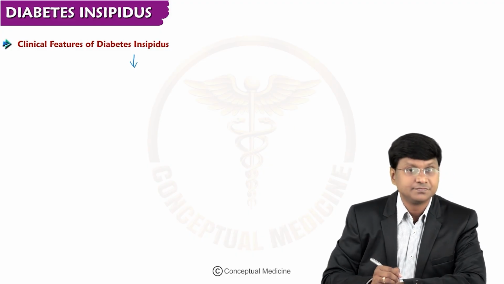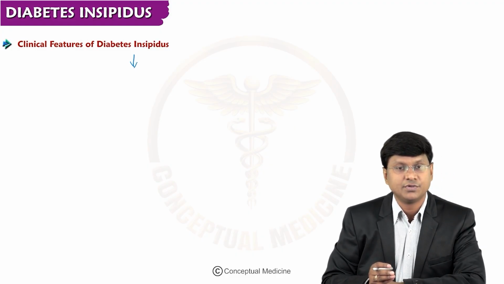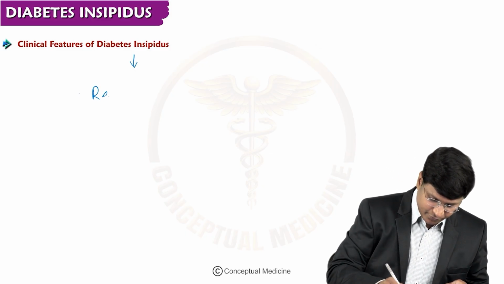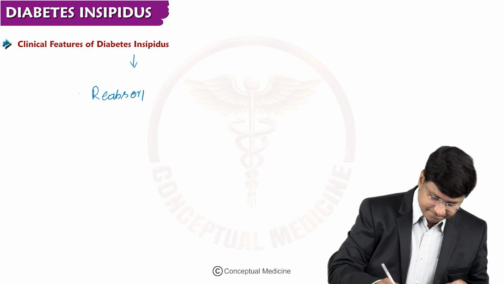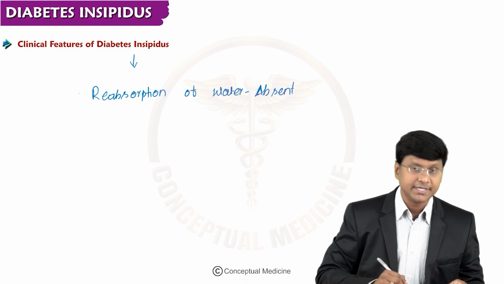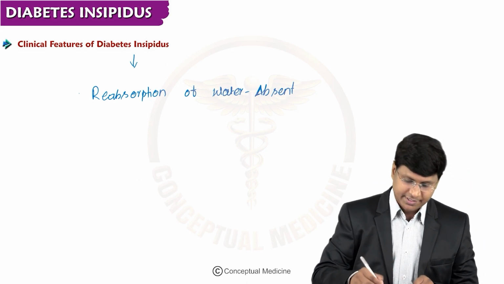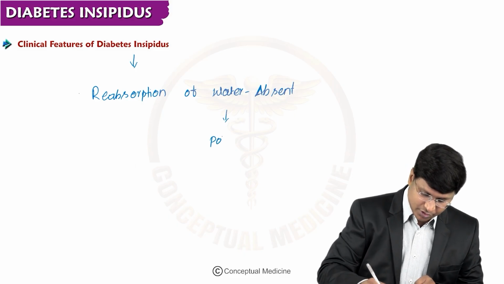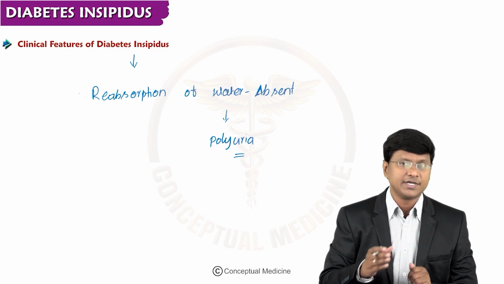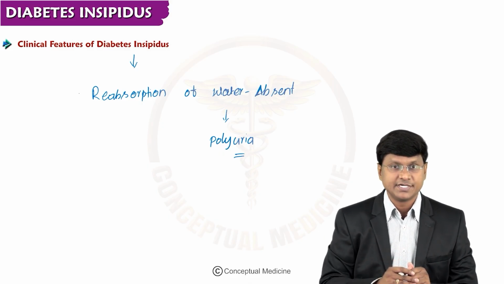In diabetes insipidus, either there is complete absence of antidiuretic hormone or there is resistance to the action of antidiuretic hormone. So thereby what will happen? The reabsorption of water does not occur. When the reabsorption of water is absent, the individual will suffer with what is called polyuria, because the reabsorption is not taking place at the level of the collecting duct. So water is excreted out in the form of urine and that will result in polyuria.